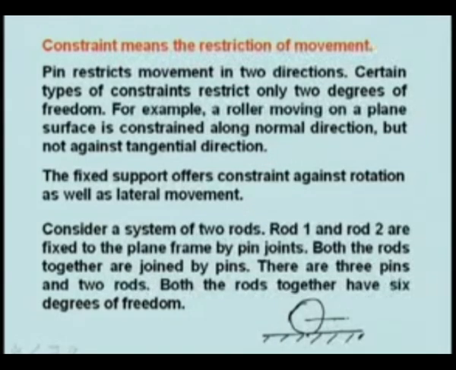The fixed support offers constraint against rotation as well as lateral movement. So, if you have a fixed support, it arrests all 6 degrees of freedom in 3 dimensions, or in 2 dimensions, it arrests 3 degrees of freedom.